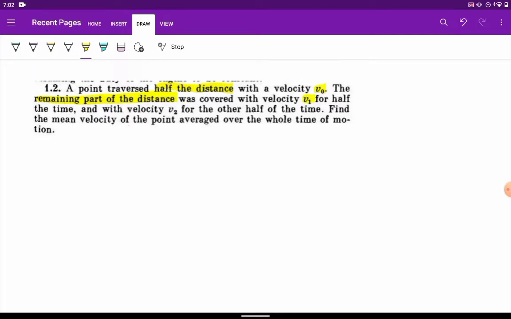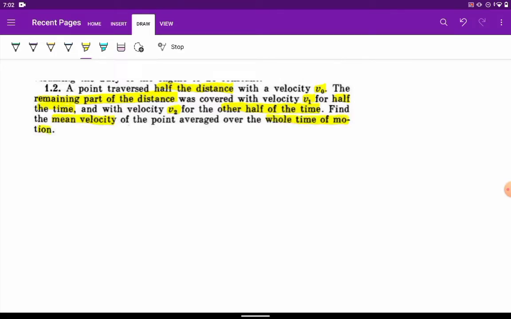Now the velocity has changed to v1 for half the time. So now they're playing with time. Initially they were playing with distance, half the distance with v naught, and now for half the time it is covered with velocity v1 and velocity v2 for the other half of the time. Very well. So find the mean velocity of the point averaged over the whole time of motion.